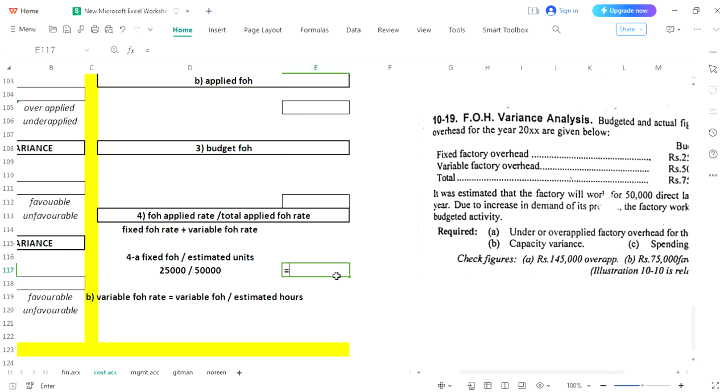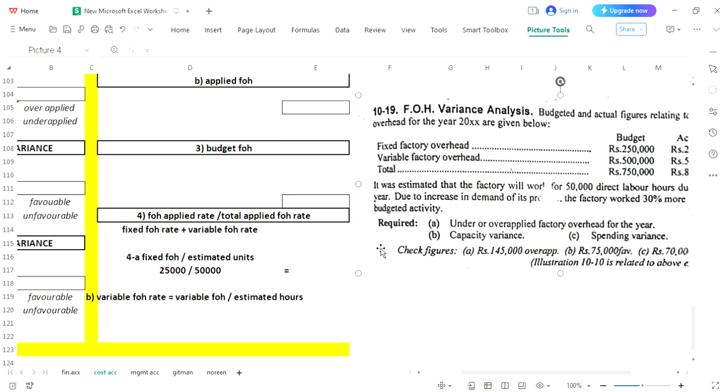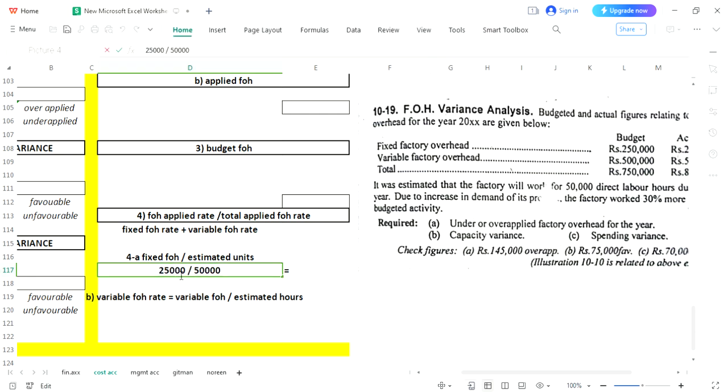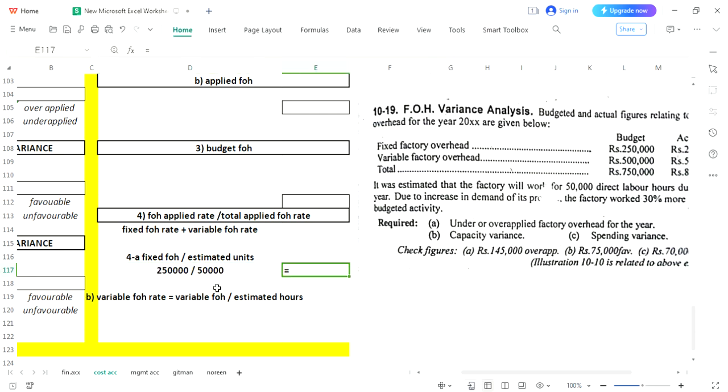Now on the calculator, what you will write, 25,000 or 250,000? I think 250,000 it is. Let's correct it, a zero was not written over here. So 250,000 would be divided by 50,000. 2,50,000 divided by 50,000, and here you have calculated your fixed FH rate.